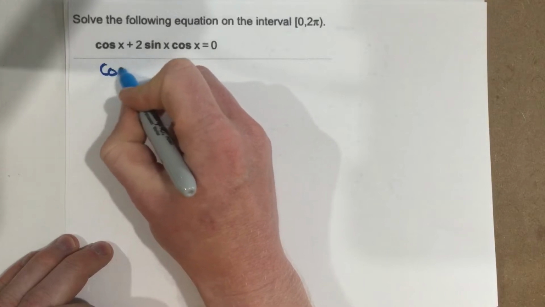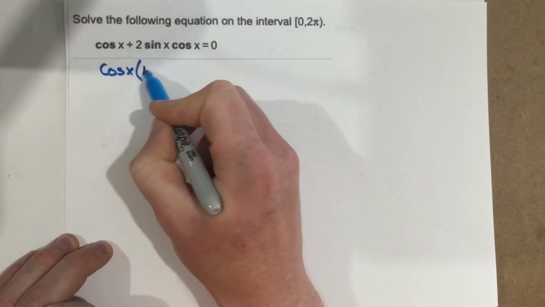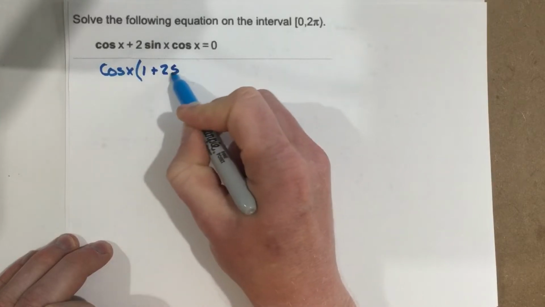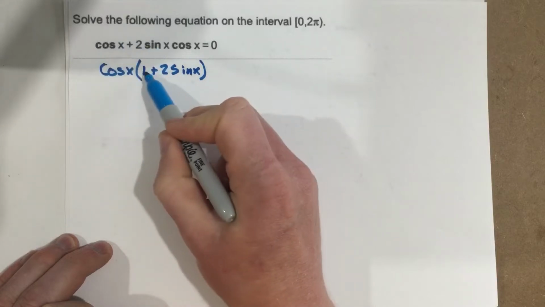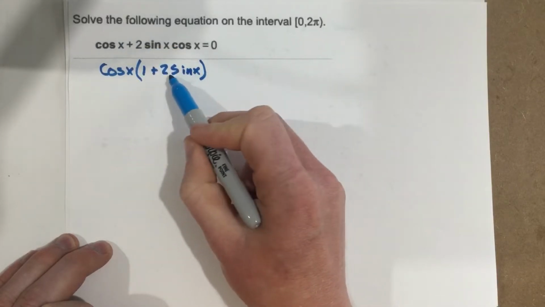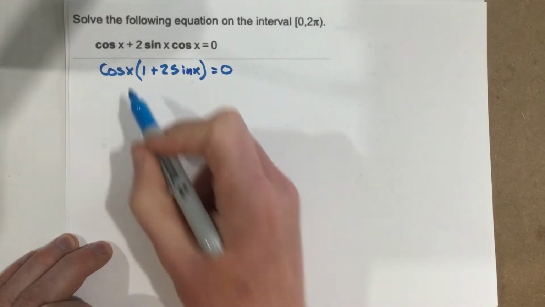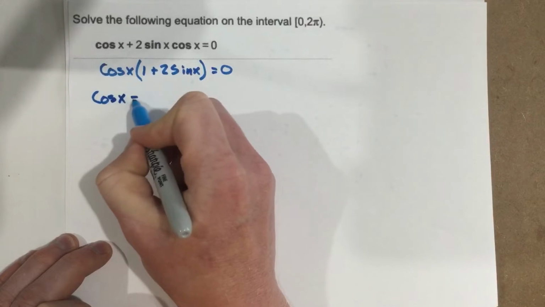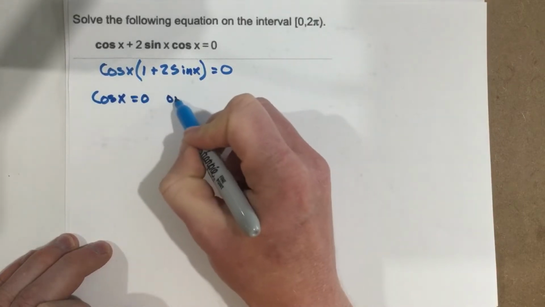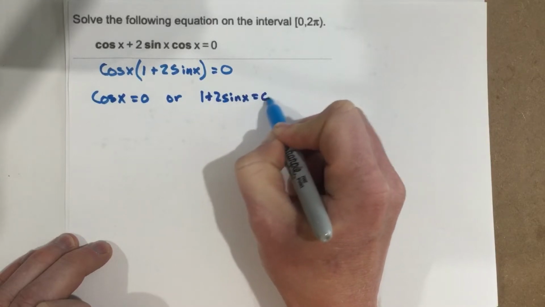So I'm going to factor out cosine x, put it on the outside, and I end up with 1 plus 2 sine x on the inside. When I divide out the cosine x, I get 1. When I divide out cosine x, I get 2 sine x. Zero product property I can now use because I have a multiplication. So that means cosine x has to equal 0, or 1 plus 2 sine x has to equal 0.